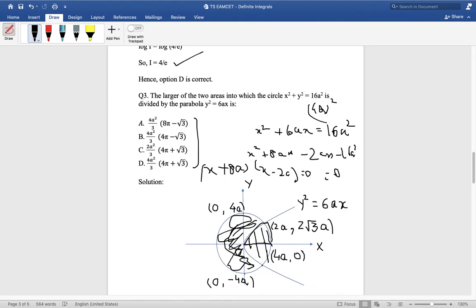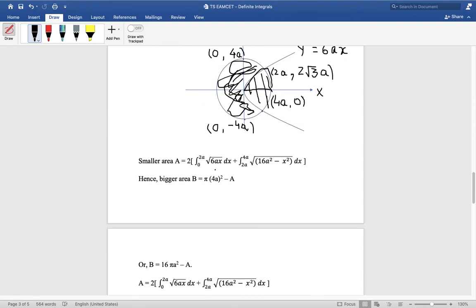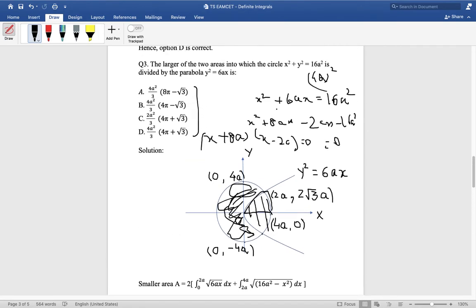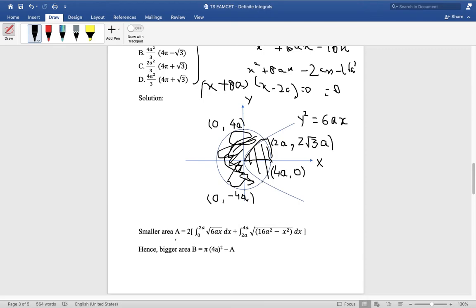And how do I compute that? Integral of 0 to 2a root 6ax, since y square is equal to 6ax, y is what? Root 6ax. Plus, from this point to this point, x goes from 2a to 4a. And what is y? Y square is equal to 16a square minus x square. So y is equal to square root of 16a square minus x square dx. So this is the smaller area because this is very symmetrical to this. So the smaller area will be twice of this thing, which I have shown over here by this 2.